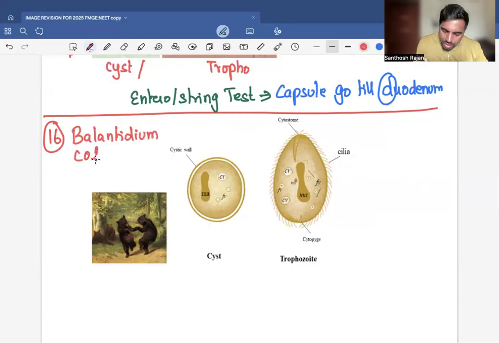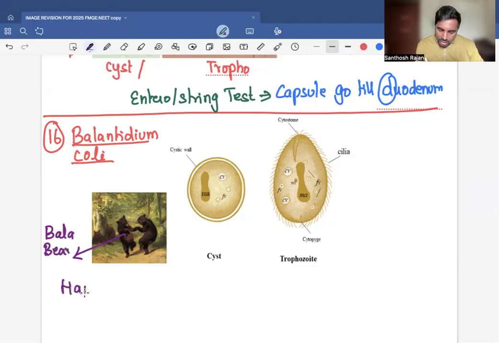Balantidium coli. Okay, Balantidium coli. So basically what I want to say is, first of all, this Balu, this Bala bear, they are full of hair around the body. And they're doing this rotation. They're dancing in a rotation. They love to dance in a rotation.